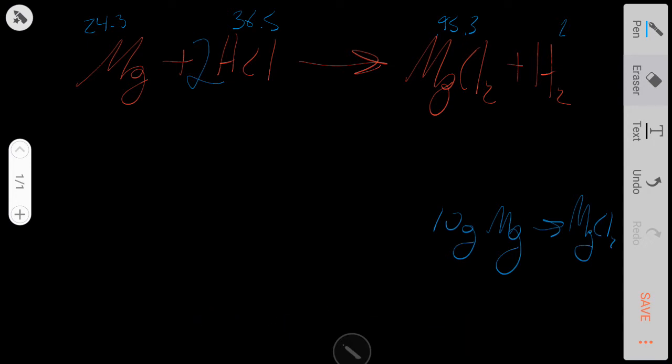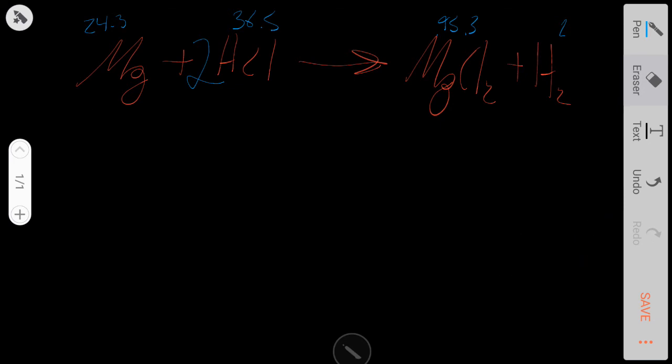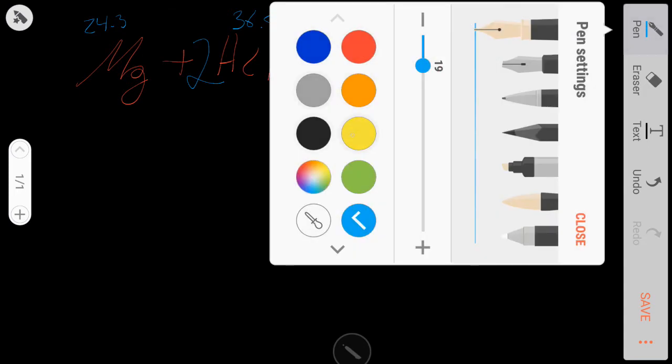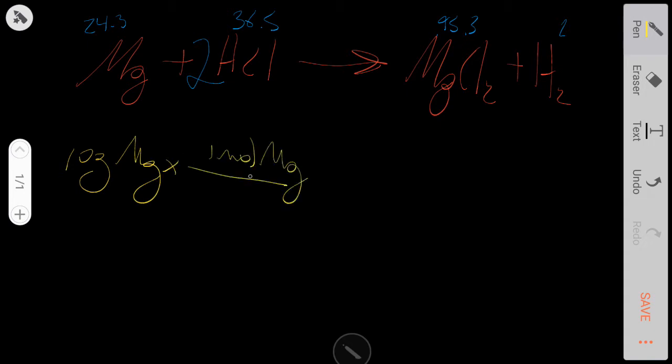You can pause the video and maybe even skip ahead if you want. But it's completely up to you. Let's use the yellow. Okay. So, step 2, I'm going to convert what I'm given into moles. I was given 10 grams of magnesium. In 1 mole of magnesium, I have 24.3 grams. Cool.